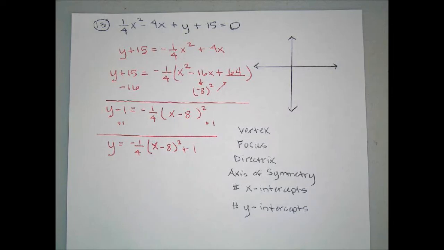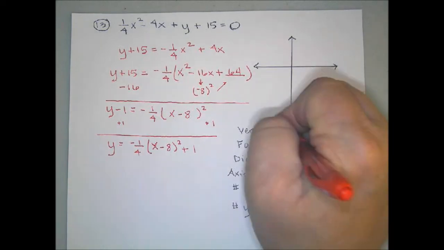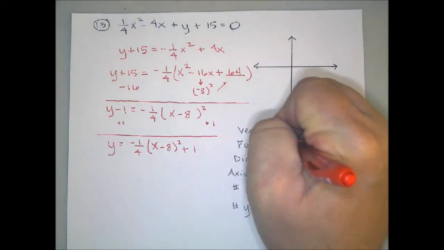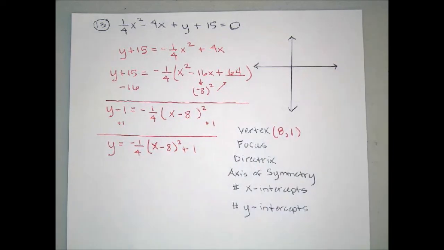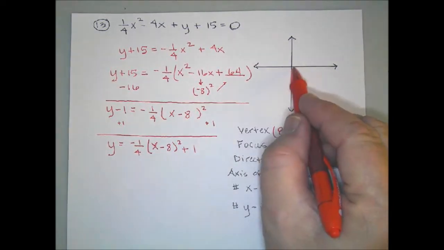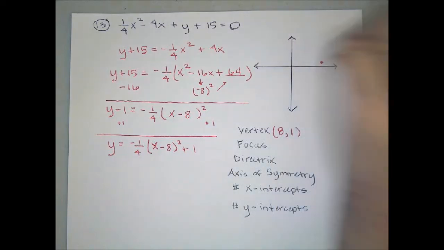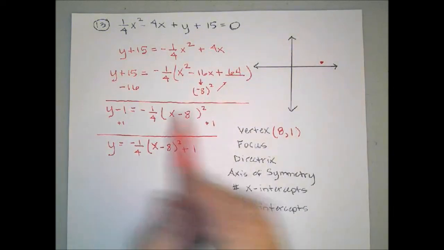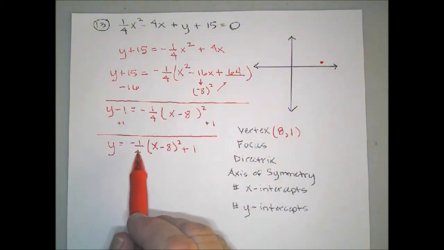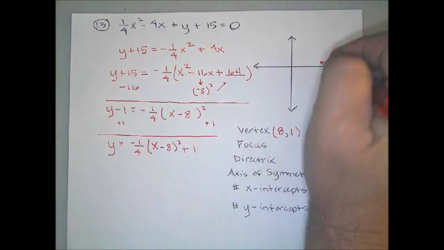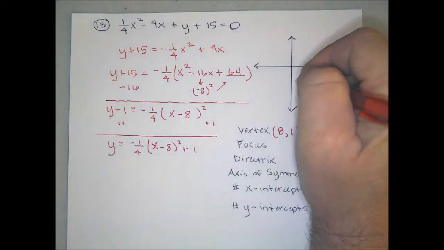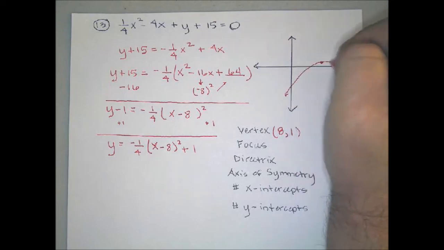And the reason I like that form so much is because descriptive form tells you exactly where the vertex is. It's at positive 8, positive 1. So the first thing I know, the vertex is at positive 8, positive 1. Now I'm going to go ahead and mark that. Positive 8, positive 1. We're going to say it's somewhere about right there. Now notice the leading coefficient is negative 1/4. That tells us two things. It's down and it's rather wide. So I'm going to make a down wide parabola.